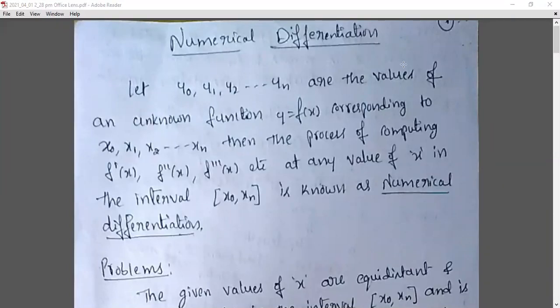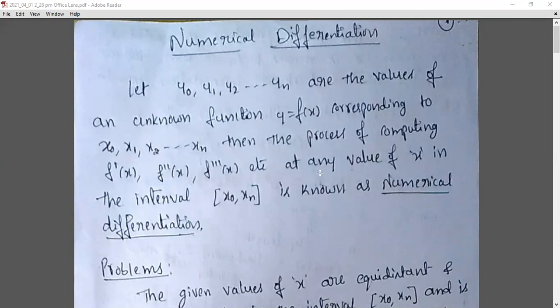That is, let y0, y1, y2 be the values of an unknown function y equal to f of x corresponding to the values of x as x0, x1, x2 up to xn. Then the process of computing the derivatives f dash of x, f double dash of x, etc. at any value of x in the interval x0, xn, where these values of x are equally spaced, is known as numerical differentiation.